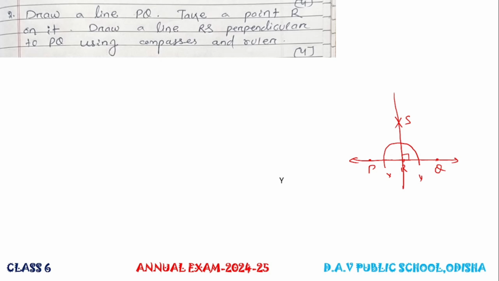If the question gives a point outside of PQ, then you can first draw PQ. Then from P draw a reverse arc and name the points X and Y. Cut, and then join the point.